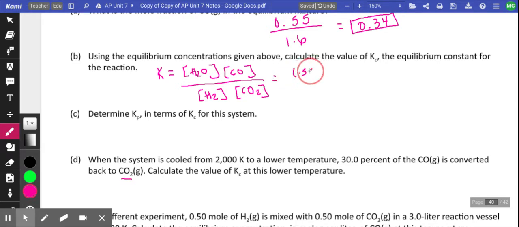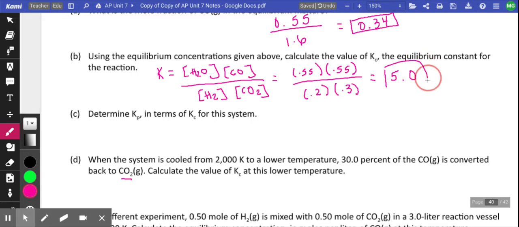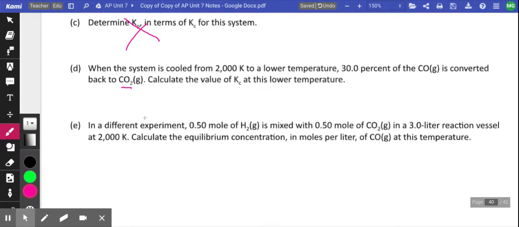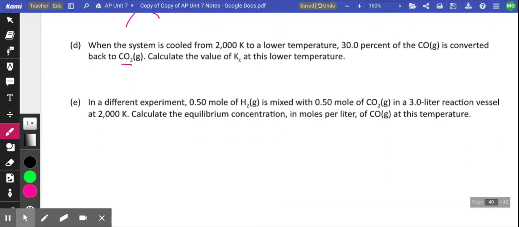So I'm just going to plug them in. I've got 0.55 for both my CO and my H2O. Then my H2 was 0.2 and my CO2 was 0.3, all raised to the first power because all stoichiometric coefficients of 1, should give me an answer of 5.0 here. Again, K values are unitless. Then same thing as before with question C. This is from an older AP exam. We do not need to know how to calculate between KP and KC here.